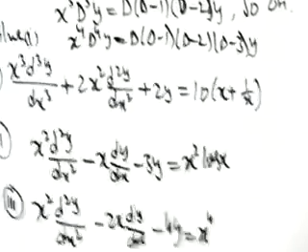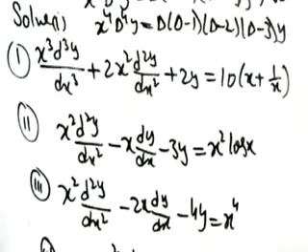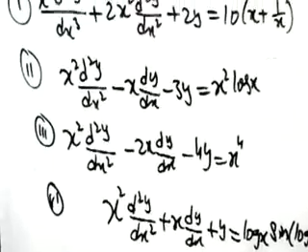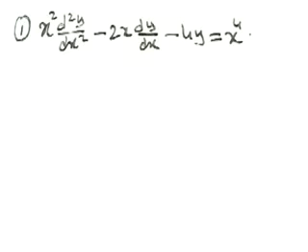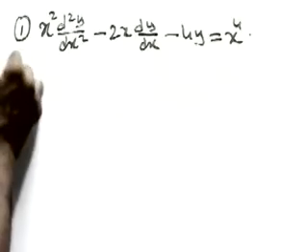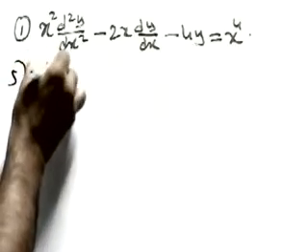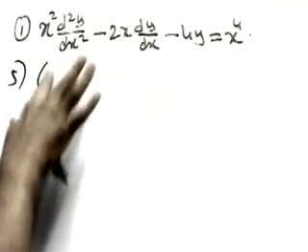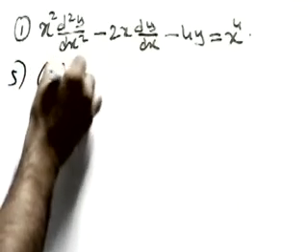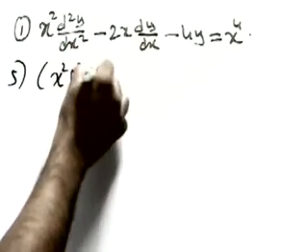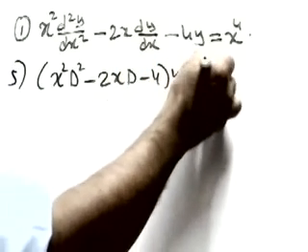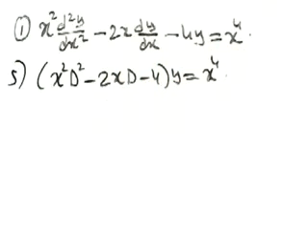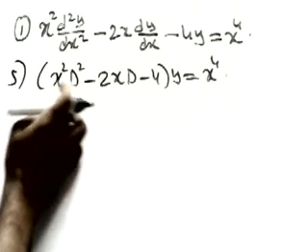Okay, so let me solve a few questions based on this. These are the 4 examples I wrote. Let me do 1 or 2 questions based on these methods. Okay, let me start. See here, first let me write this in the capital D symbol. See here, x square d square minus 2xd minus 4 into y equals x power 4.